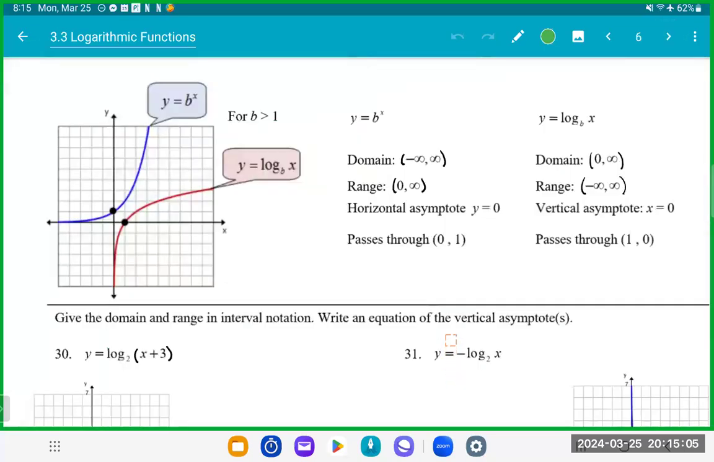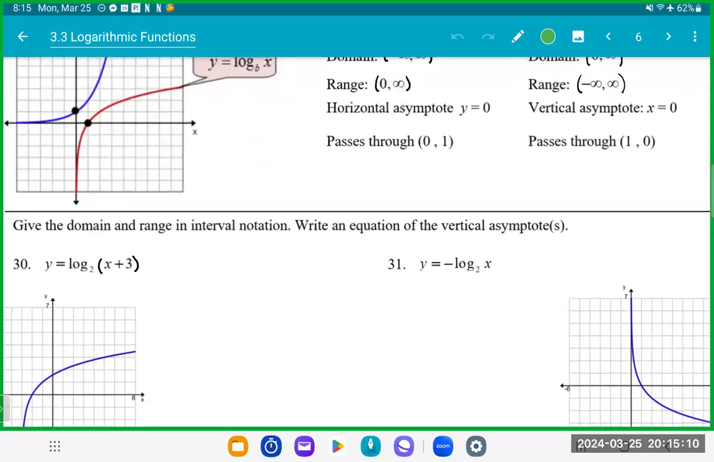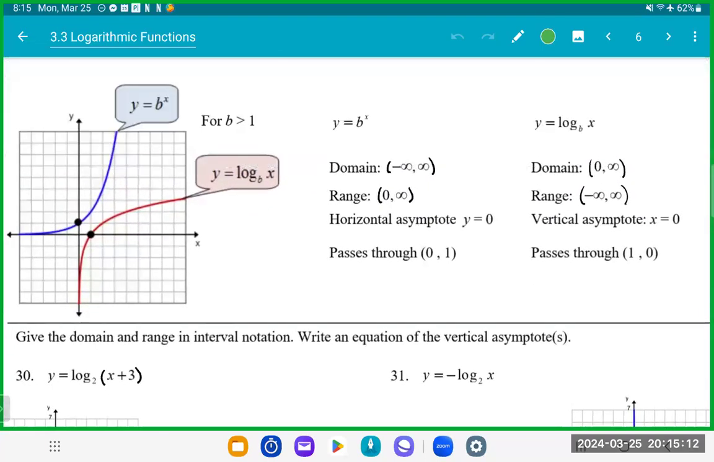So I do have here the top half of the page is really just the informative part, showing you the difference between our exponential graph and our logarithmic graph. Our exponential graph is graphed in blue there, and the logarithmic is the red. You can see that those are inverses, right? Because our x values and our y values are transposed, okay?